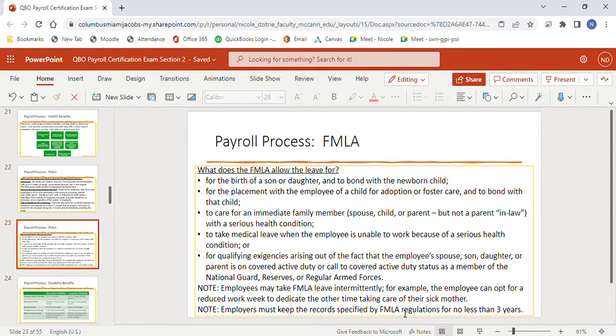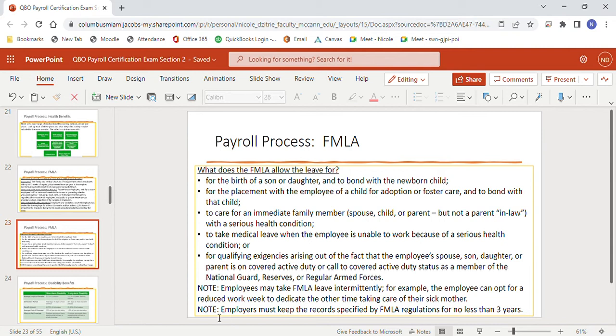All right, two notes that I want you to have here in your notes. Employees may take FMLA leave intermittently. So what that means is you might not take 12 weeks in a row. You might take a day here, or you might decide you're going to just have a half a work week. So you can opt for reduced work week if you have a sick mother, let's say, and you want to dedicate more time to her on a daily basis.